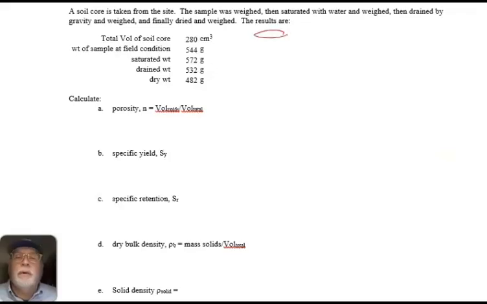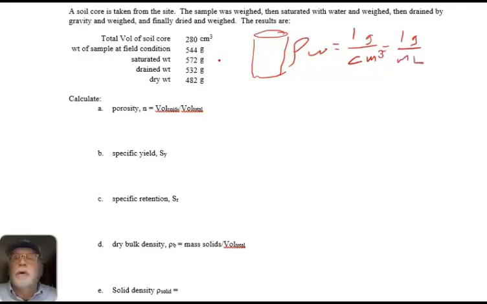So I take a soil core, and I'll say its total volume is 280 cubic centimeters. Now we're going to use a real convenient conversion here. The density of water equals right about 1 gram per cubic centimeter, which is the same as 1 gram per milliliter, or 1 kilogram per liter, if you multiply the top and bottom by 1,000. So that's going to be a real convenient way to go back and forth between volume and weight or mass.